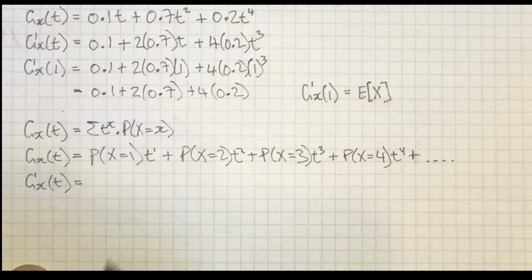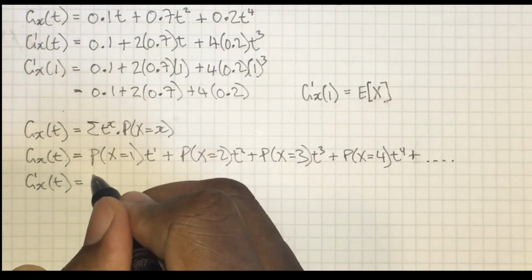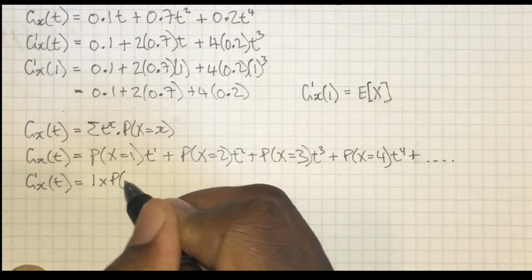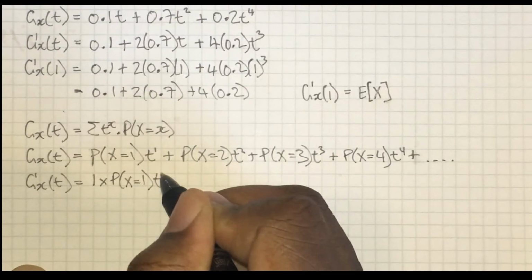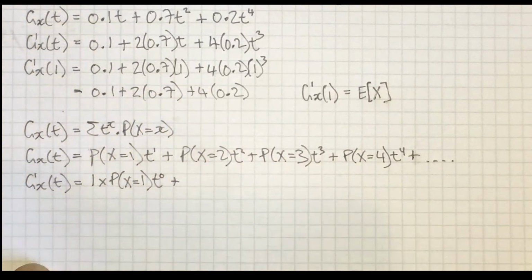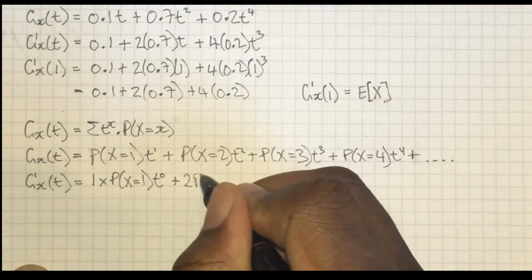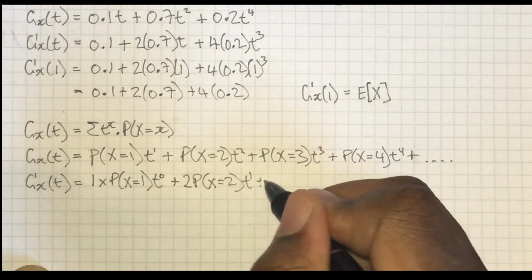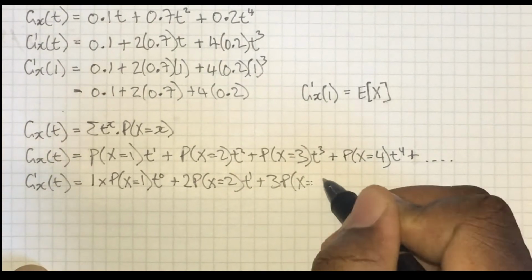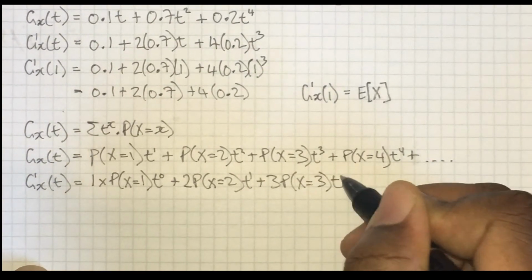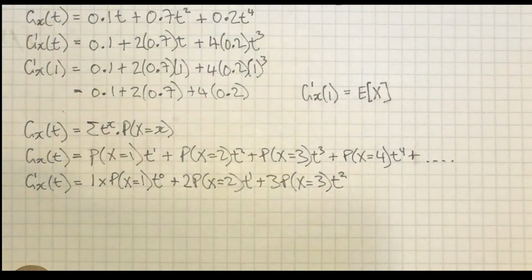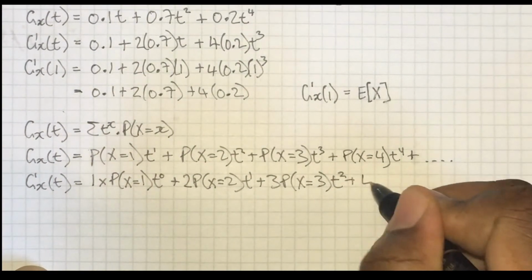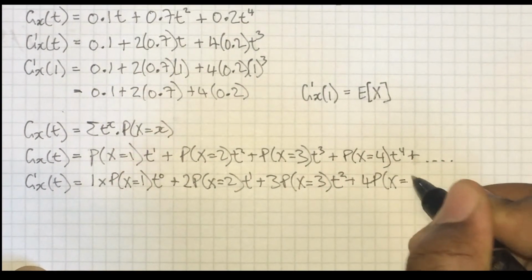So differentiating with respect to t, bring the power down and multiply by the coefficient, reduce the power to get t to the power of 0. Bring the power down, 2 becomes the coefficient, multiplied by the probability, reduce the power, it's t to the 1. Here I'm going to get 3, probability statement, t to the power of 2. 4, probability that x equals 4, t to the power of 3.